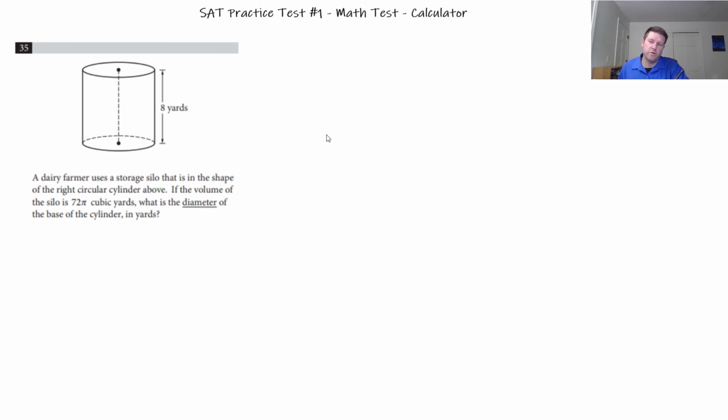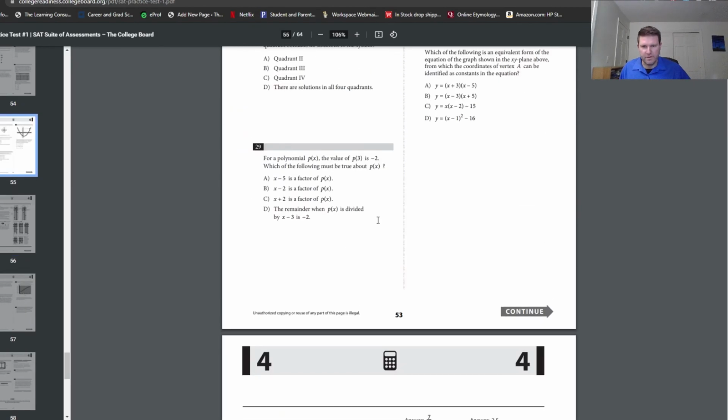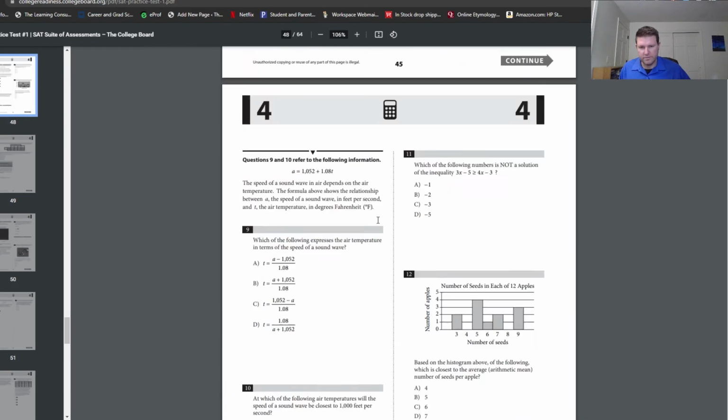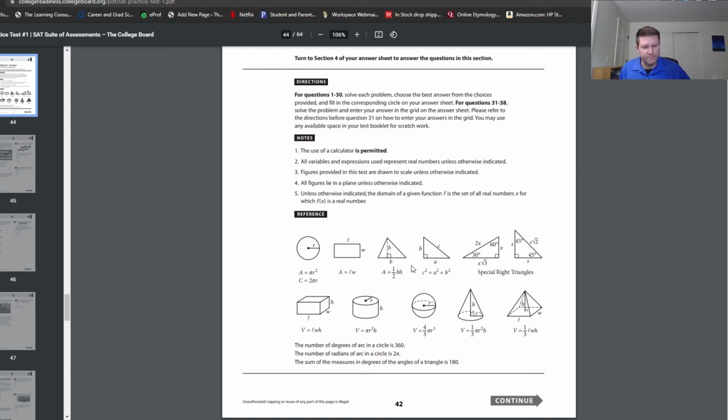35 looks a lot worse than it is, but really it just involves the volume formulas for a cylinder. What I see happen most often with students here is they forget that the volume formula for cylinders is actually listed at the beginning of every section in the book. So I'm just going to bring this up real quick so you can see. If you go back to the very beginning of the calculator math section, and the no calc too, you've got all these formulas, right? So don't forget that these are here.